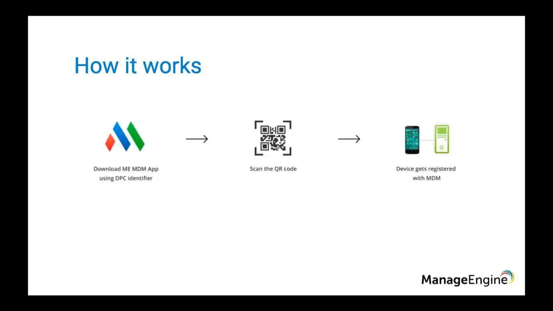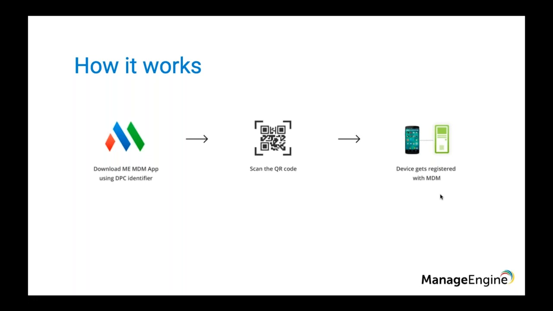So the second enrollment method that we are going to see under automated enrollment is one for Android, which is EMM token enrollment. The workflow is pretty simple. You factory reset the device and provide a DPC identifier which automatically downloads the MDM app. Then you open the MDM app and scan a particular QR code, after which the device gets automatically enrolled with MDM.